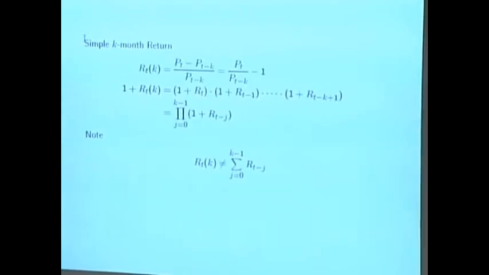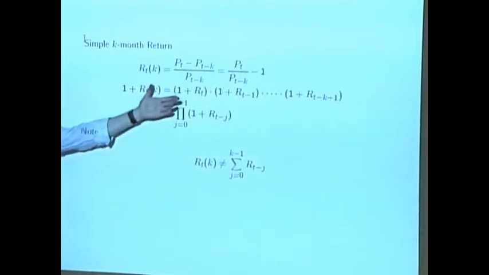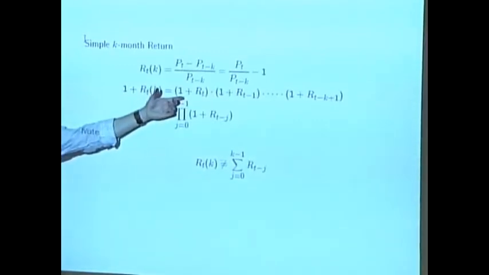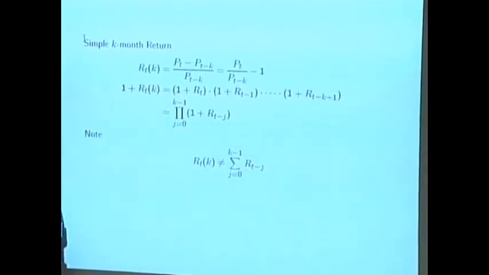And as I said before, from the point of view of modeling asset returns, this multiplicative relationship here makes things a bit cumbersome. And so we'd like to see if we can get around this in some way.